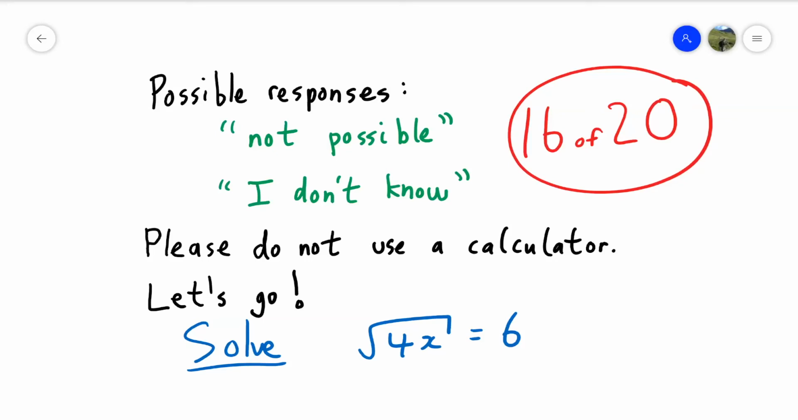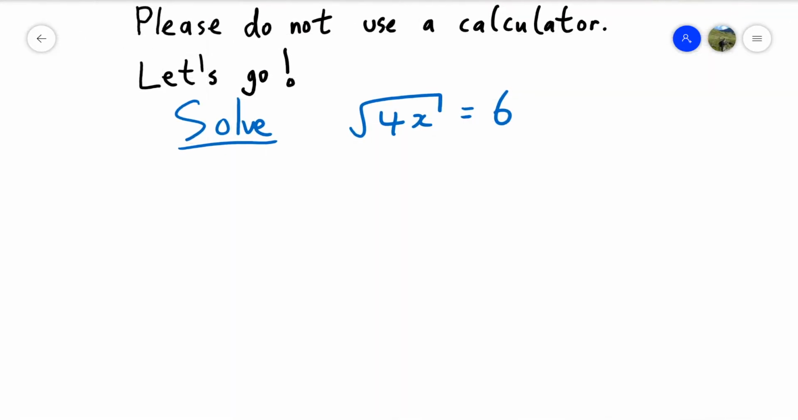Welcome to lesson 16. Have a go in your own time, usual thing. Right, here's my answer. According to me, x is 9.